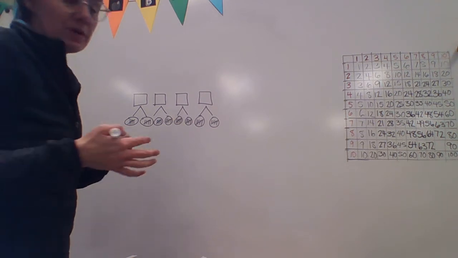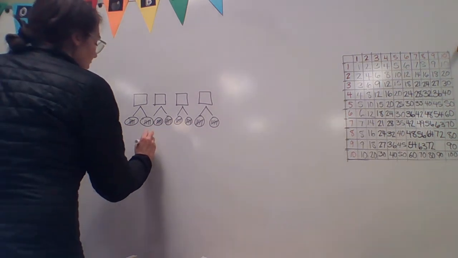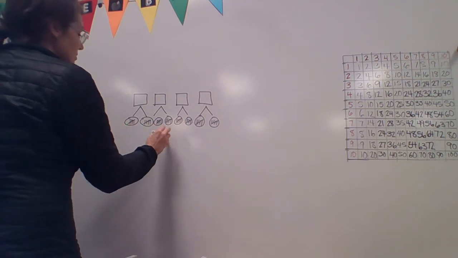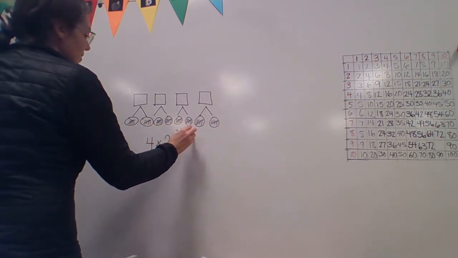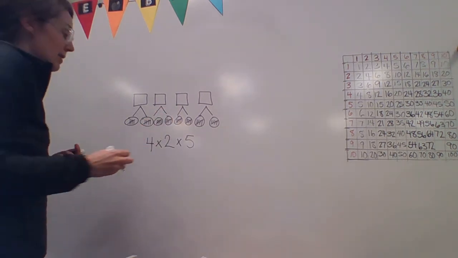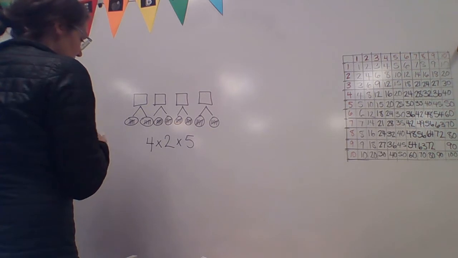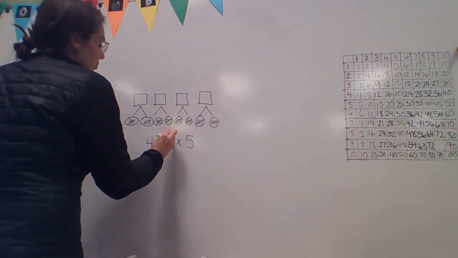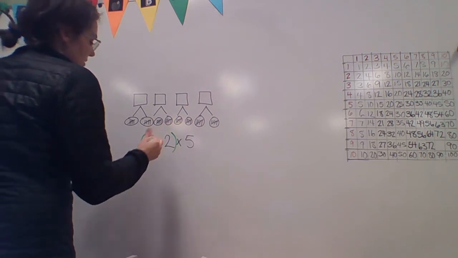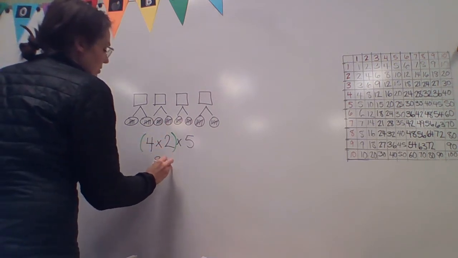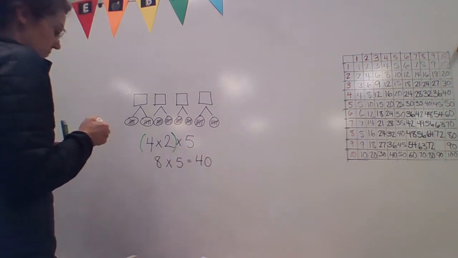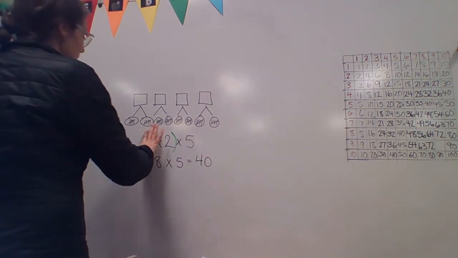But we can also break this apart. We can say that I have 4 boxes times 2 packs for each box times 5 hot dogs for each pack. So I can think about this. I can group these by either grouping my 4 and my 2 together first to make 8, and then multiplying my 8 by my 5 to get 40. So that's one way that I can do it.